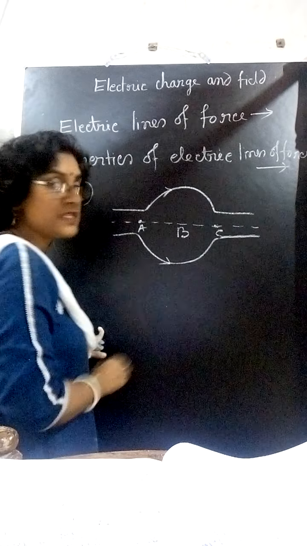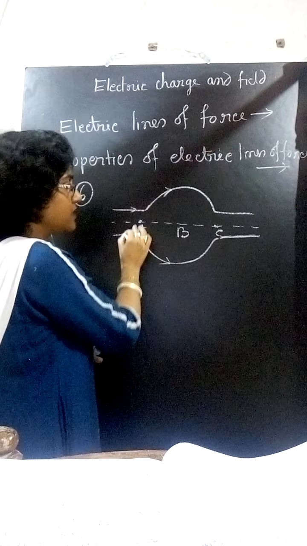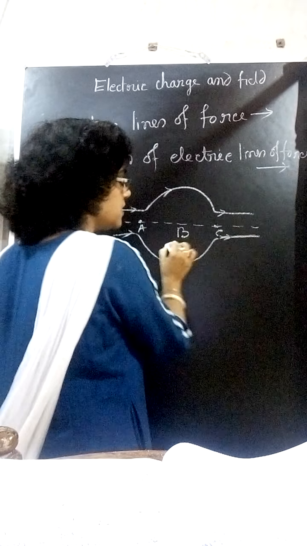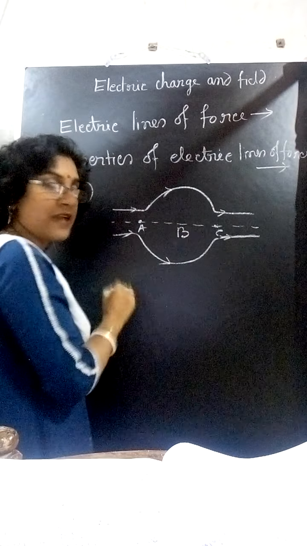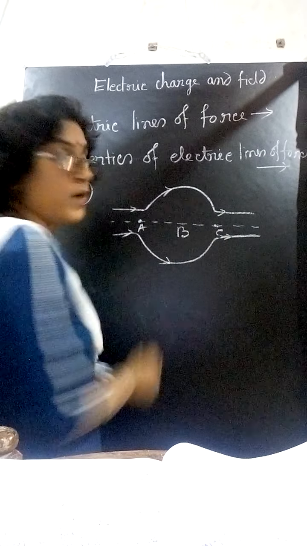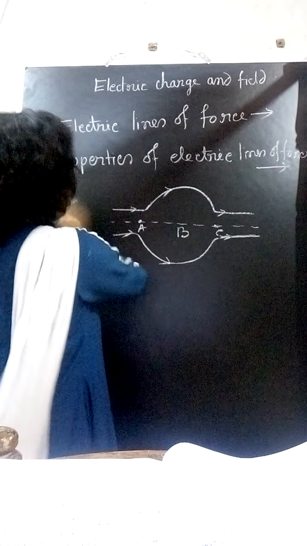Where is the closeness of the lines more? You see, at point A the closeness of the electric lines is more, and at point C also the closeness of the lines is more, but at point B the closeness of lines is not like that compared to A and C. Then the magnitude of the electric field at points A and C will be more than at point B. Okay, so that is the sixth property.